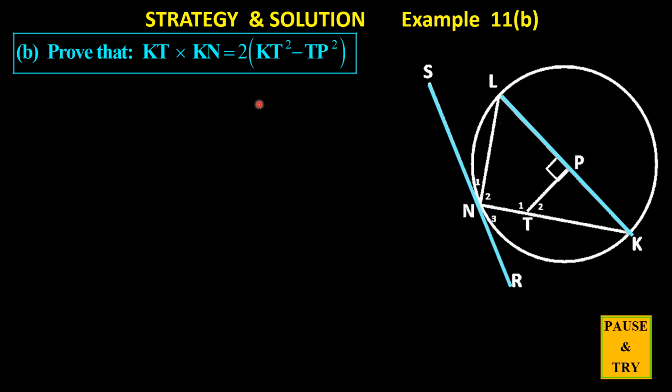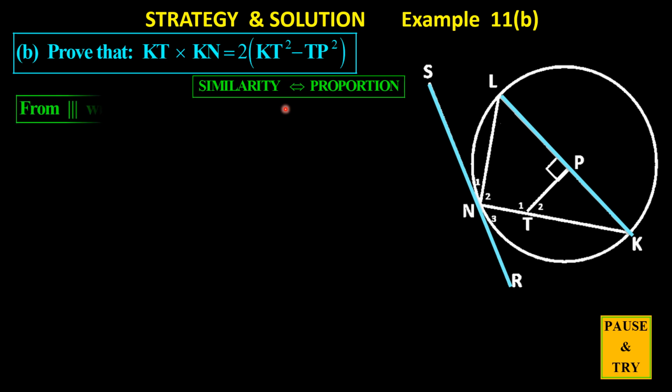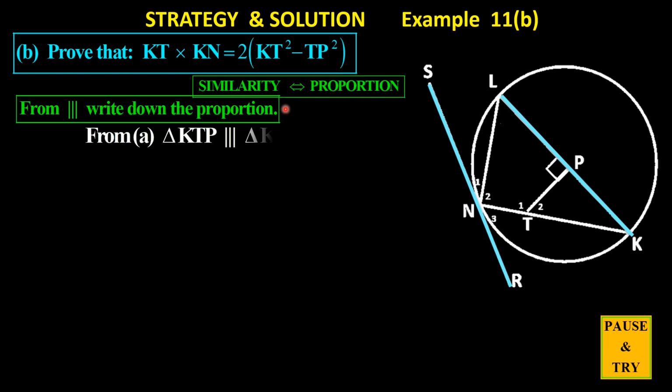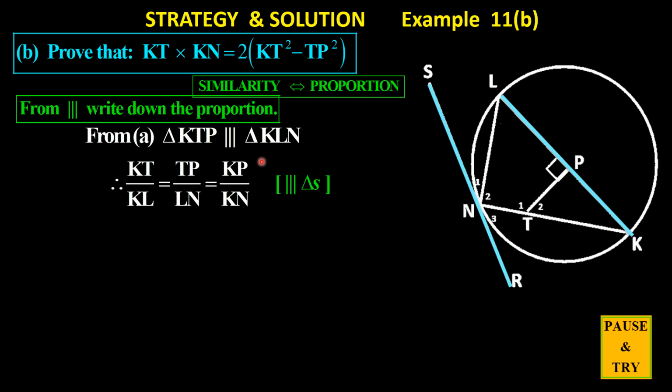This is what we need to prove, and we can see there we've got squares, and we've got a subtraction there. Remember what we said, if there's subtraction or addition, we will most probably use the theorem of Pythagoras. So let's see now. In the previous question there, whenever you have similarity of two triangles, you can write the proportion of the corresponding sides. So we're going to write down the proportion, and the proportion from KTP being similar to KLN is KT over KL and TP over LN and KP over KN, right?